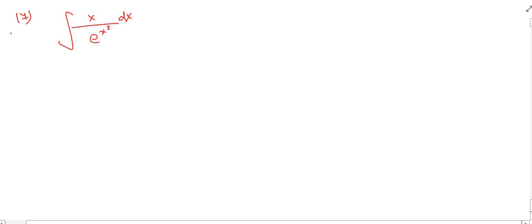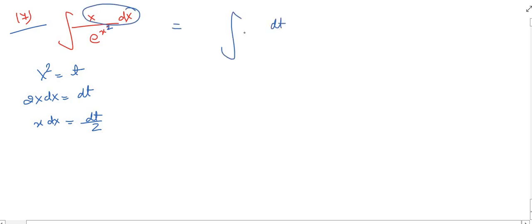This is question number 17 from NCERT 7.2. सोचिए what can we take as t here? Just think about it. Whose derivative is present in the question itself? Can we take x square as t? So 2x dx will be dt. So it will be x dx is dt by 2. ठीक है, this part will be dt by 2. And what is this after substitution?